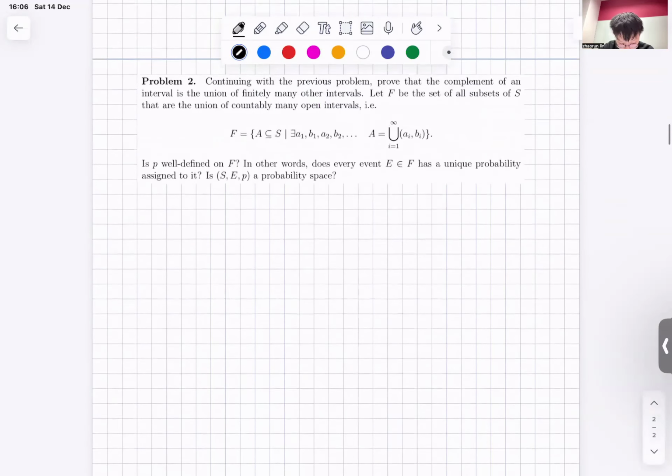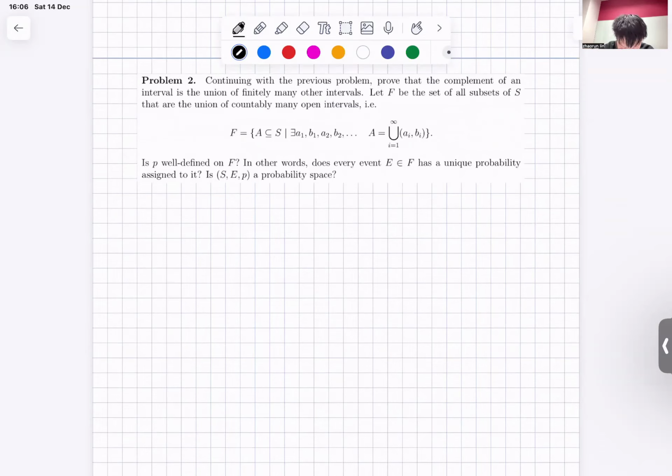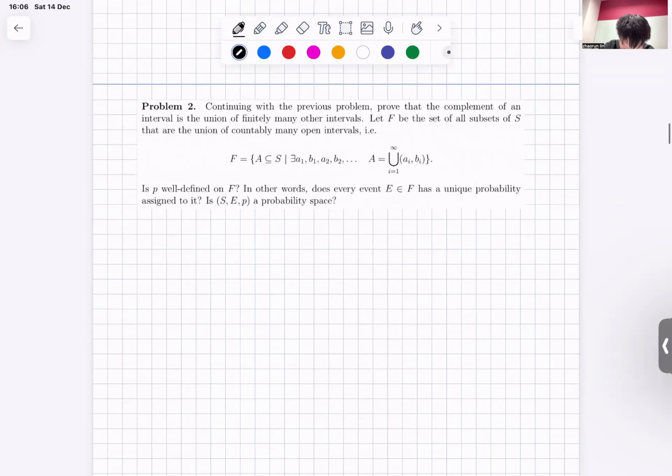And for problem 2, there's a mistake in the question. It's not open intervals, it's countably many intervals. So either a closed interval or one of them is closed. So all such intervals.